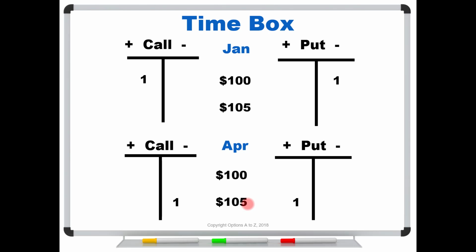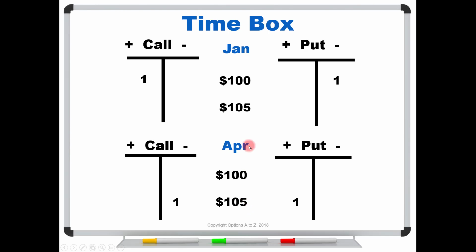How will this happen? Well, again, if the stock is above 105, what will happen? We will get assigned on the short call, and we will sell those shares for the 105 strike. If the stock is below 105, we will exercise our long 105 put, and again, we will sell those shares for 105.